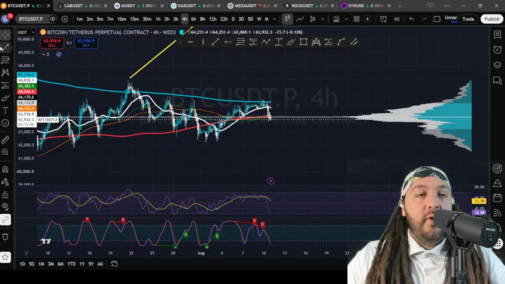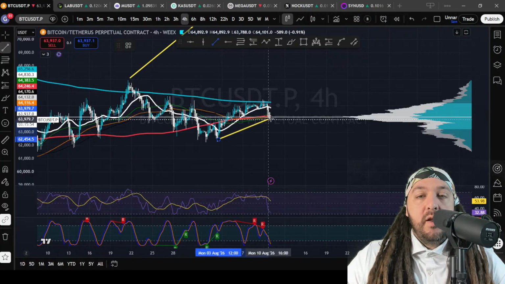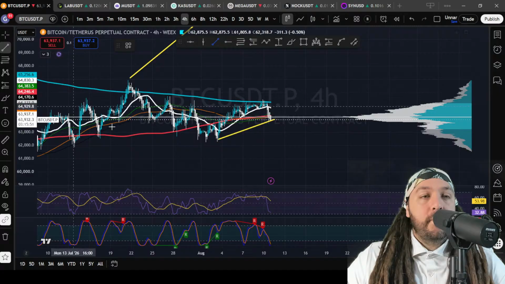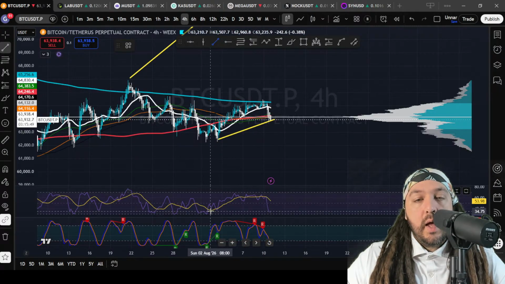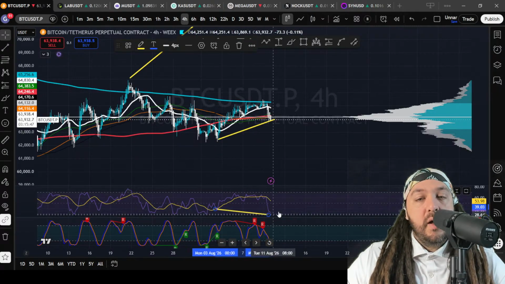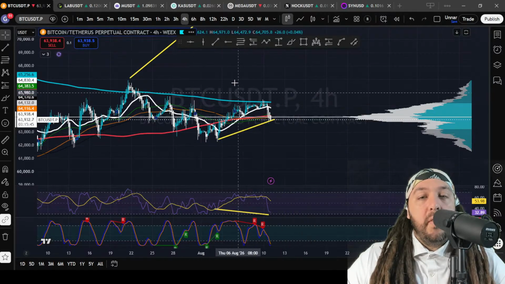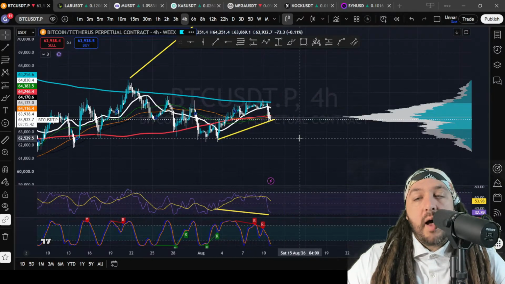We do have this right here. Can anybody tell me what this is? Anybody? Can anybody tell me what these two lines mean when you draw them on the bottom of the candles and on your RSI?